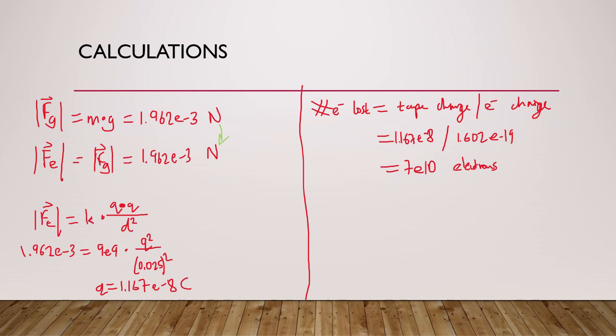same number right here. Using that, we can then use the equation Coulomb's law that I showed in the previous slide to find out where Q is. Note that Q is here, Q squared, because they have the same charge. And from that, we can find the number of electrons lost, which is the tape charge over the charge of a single electron, which is 1.6 e to the minus 19. And we get this amount approximately.